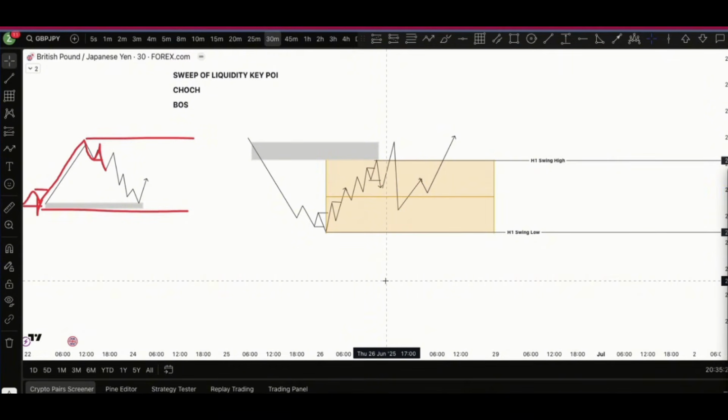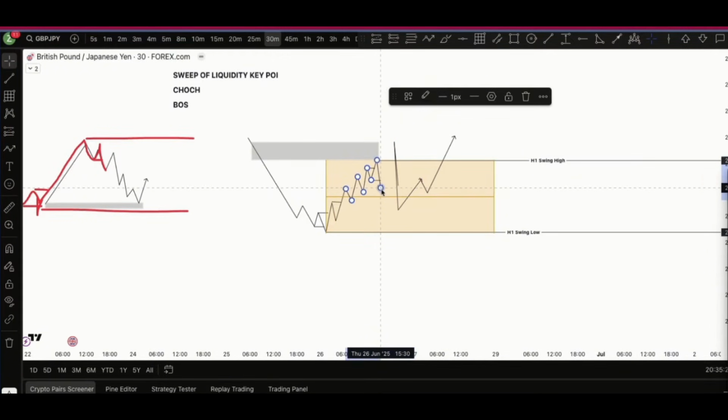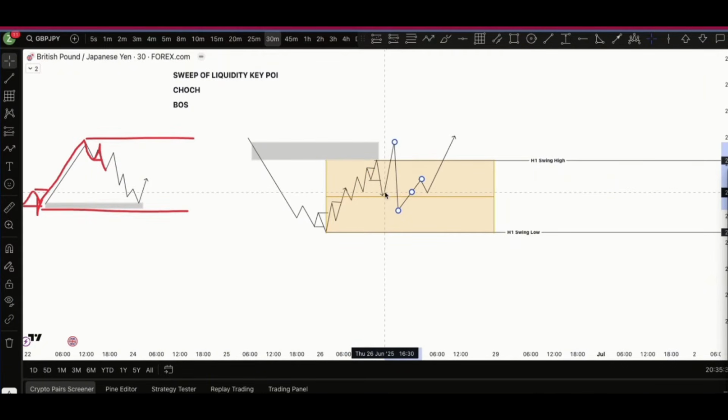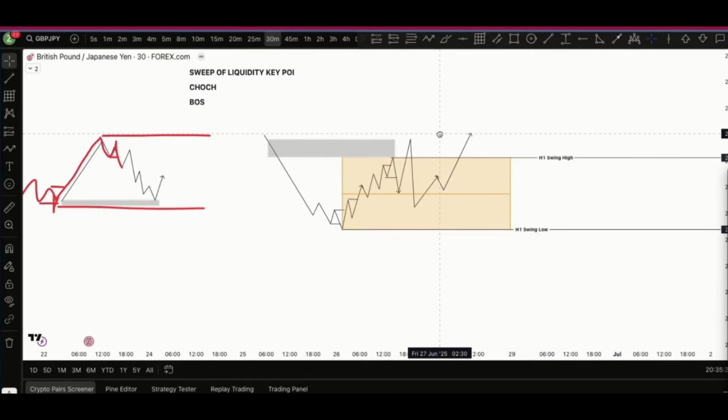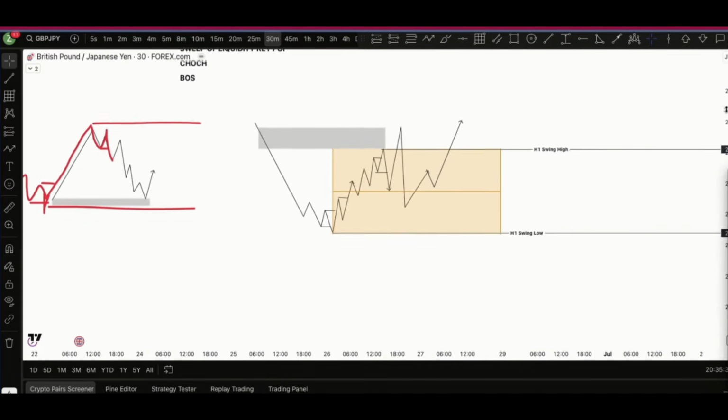You get it? And for that to happen, when it takes this low, it came to a key zone. It came and activated a key zone before continuing its bullish trend. You get it? Okay.